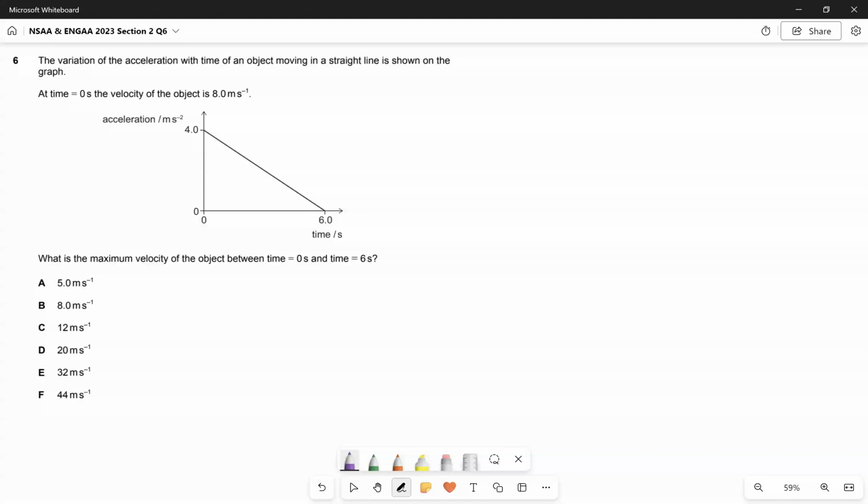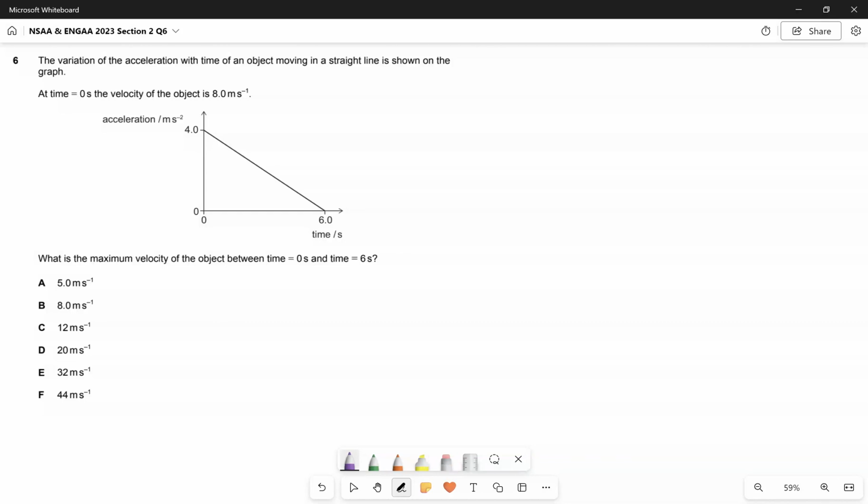The variation of the acceleration with time of an object moving in a straight line is shown on the graph. At time 0 seconds, the velocity of the object is 8 meters per second. What is the maximum velocity of the object between the time is 0 and 6 seconds?